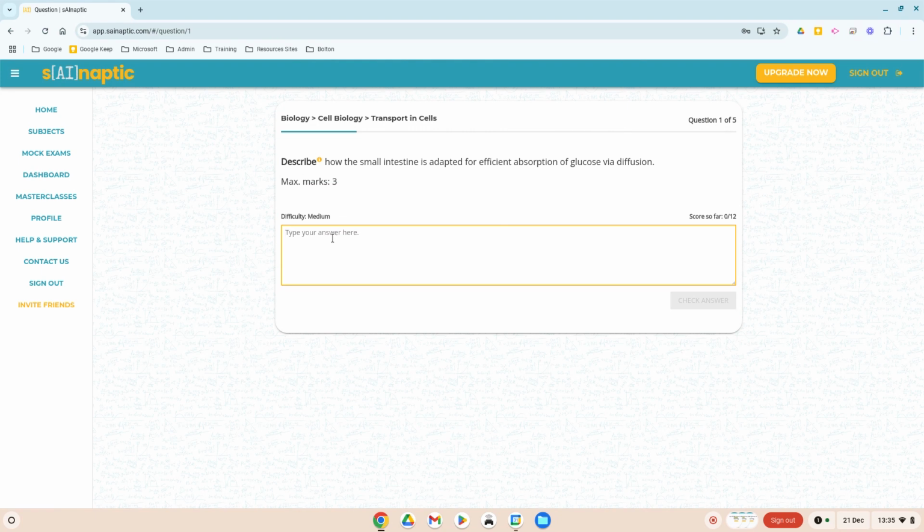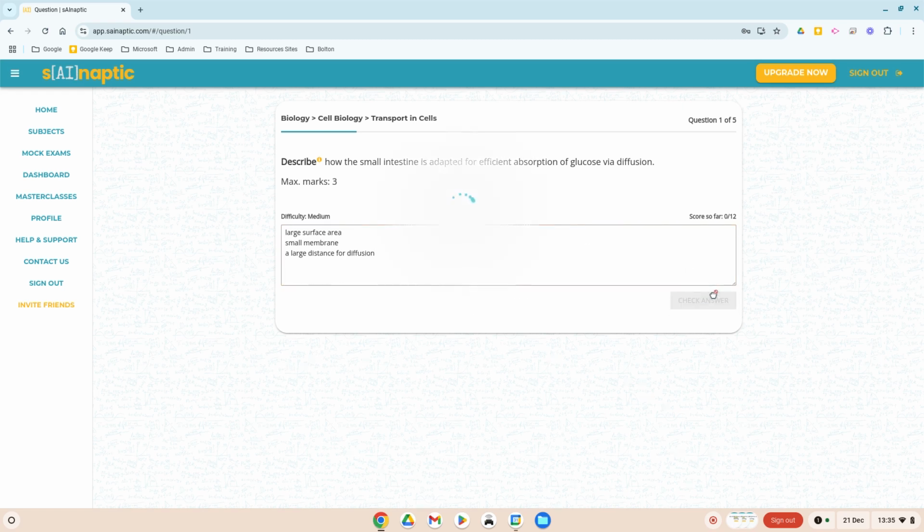So I'm going to say first of all that we have a large surface area. Okay, and then I'm going to also include the fact that there is a small membrane. So it's not really the right answer, but it's sort of possibly, because we're looking at thin membrane, it's possibly it will accept it, we'll see. And then I'm going to also add that there is a large distance for diffusion, which is clearly the wrong answer. So let's see what sAInaptic says for us.